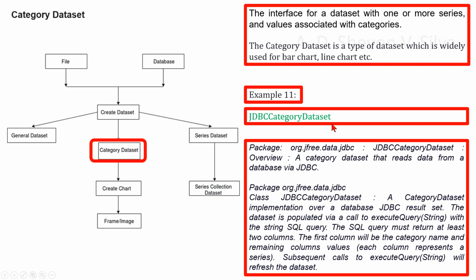This SQL query must return at least 2 columns. The first column will be the category name and the remaining columns values. Each column represents a series. Subsequent calls to executeQuery(String) will refresh the dataset. A CategoryDataset that reads data from a database via JDBC. The data is cached in memory and can be refreshed at any time.